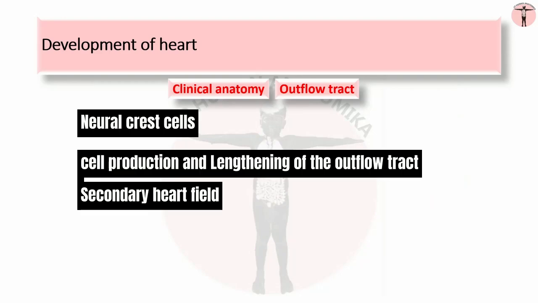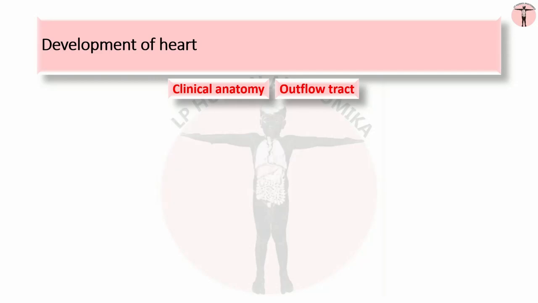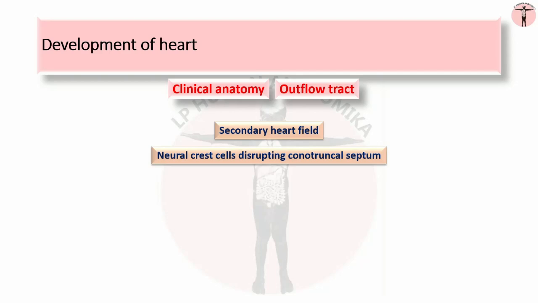We have seen that the neural crest cells form the conotruncal septum. These cells also control cell production and lengthening of the outflow tract region by the secondary heart field. Therefore, to see the clinical aspects, outflow tract defects may occur by several mechanisms: defects in the secondary heart field, defects in the neural crest cells that disrupt the formation of the conotruncal septum, and defects in the neural crest cells that disrupt the signals to the secondary heart field which they regulate.